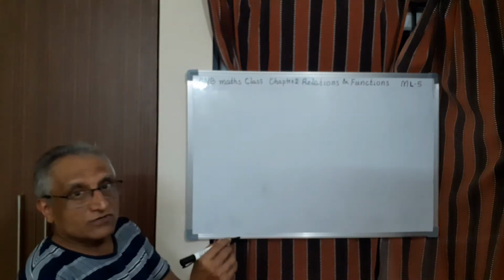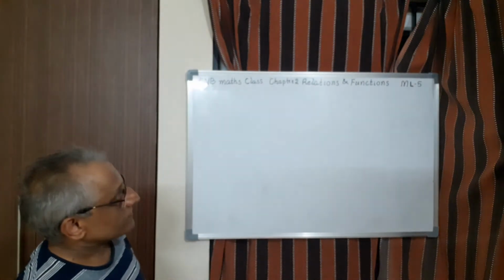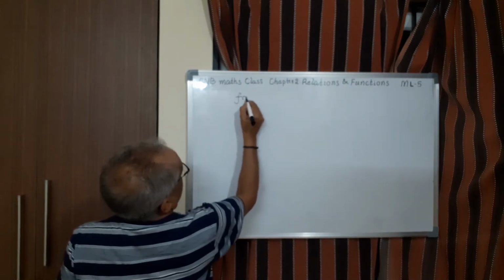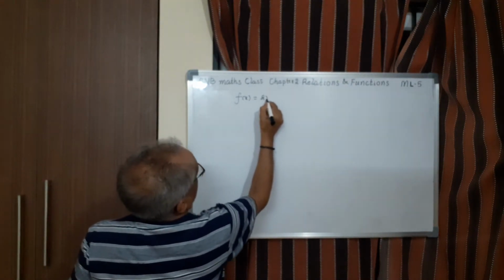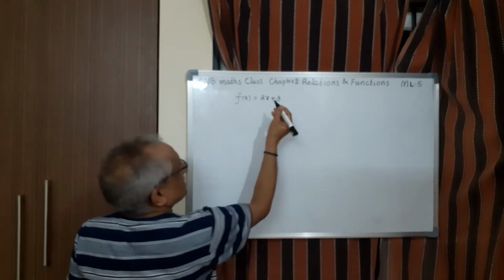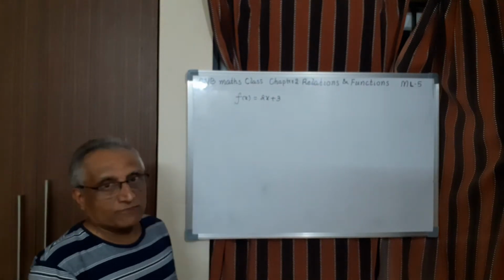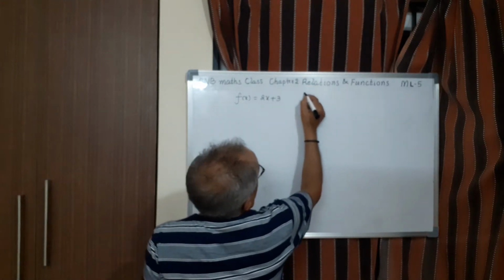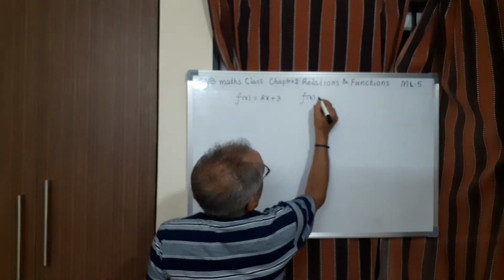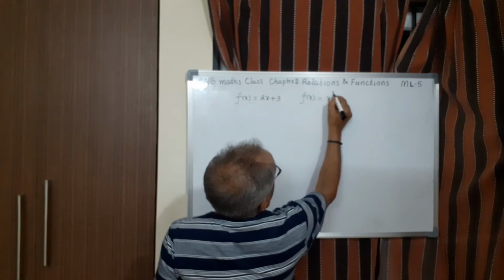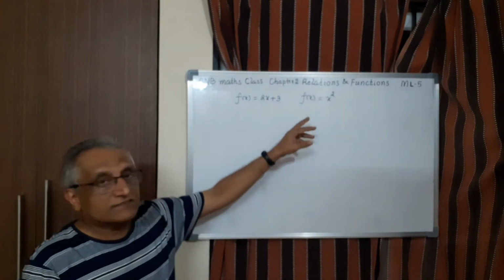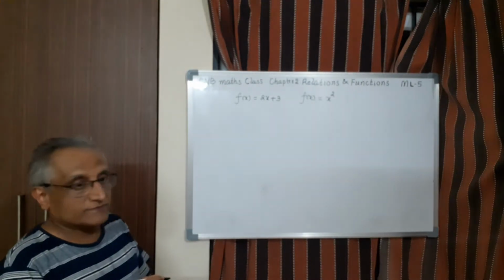And under polynomial function, I have shown you the graph of, for example, f of x equal to 2x plus 3. It can be anything, ax plus b form. This is a straight line. And I have also shown you the graph f of x equal to x square, which is a parabola, and both these functions are polynomial functions.